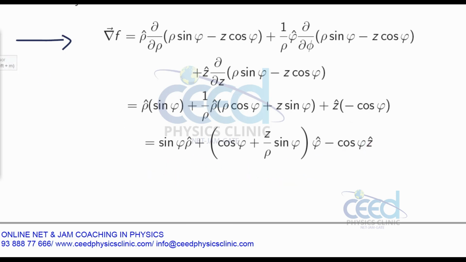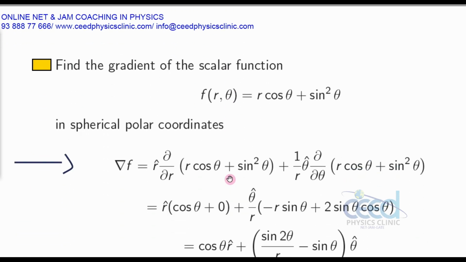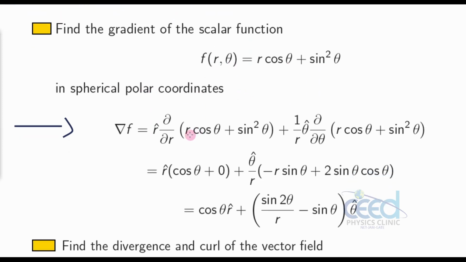Now let us go to another problem. Find the gradient of the scalar function f(r, θ) = r cos θ sin²θ in spherical polar coordinates. In spherical polar coordinates, the gradient is r cap ∂/∂r, 1/r θ cap ∂/∂θ. Okay, here there is no φ term, so we need not write the third term. Here only r and θ are variables. In spherical polar coordinates we have three coordinates r, θ and φ. Here the φ component is absent, so that term we can cancel.